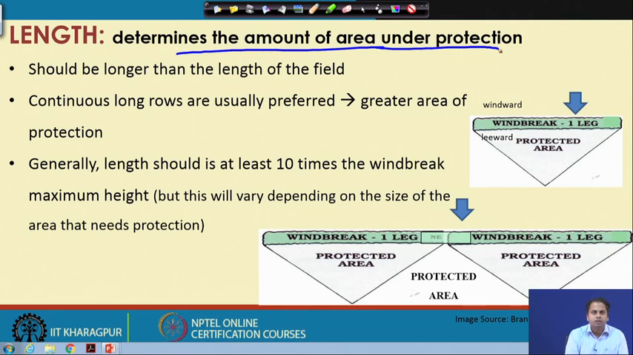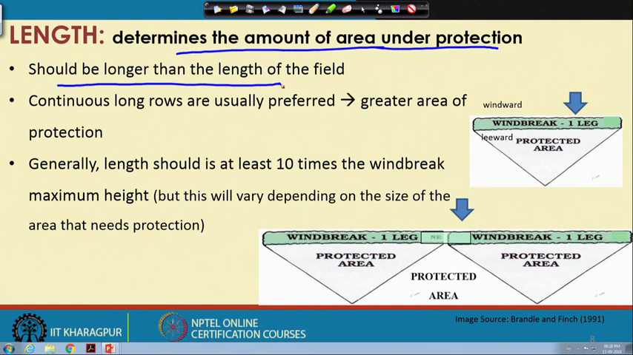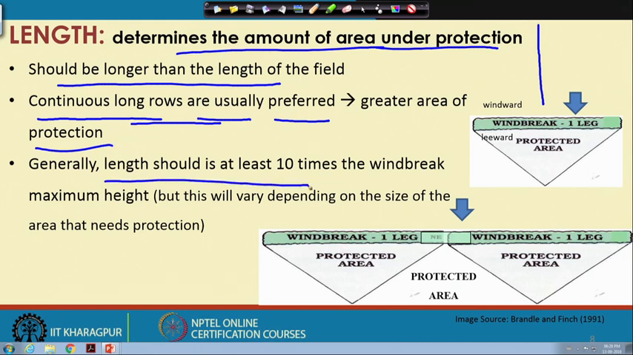The length should be longer than the length of the field. So when you are designing a windbreak, the length of this windbreak should be longer than the length of the field. Ideally, continuous long rows should be preferred because they provide a greater area of protection, and generally this length should be at least 10 times the maximum height of the windbreak. But that depends on your requirements again.